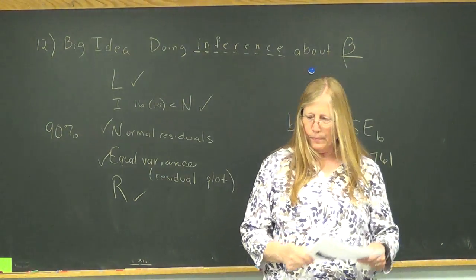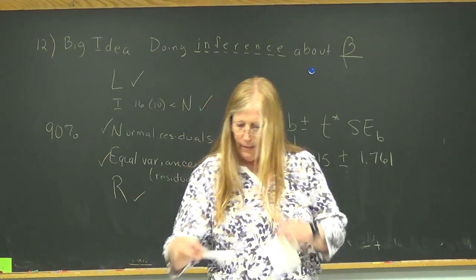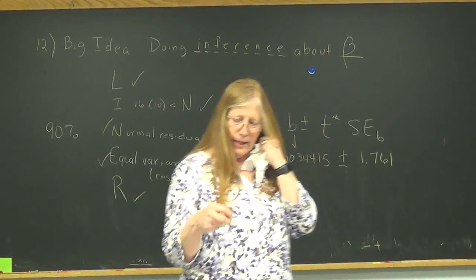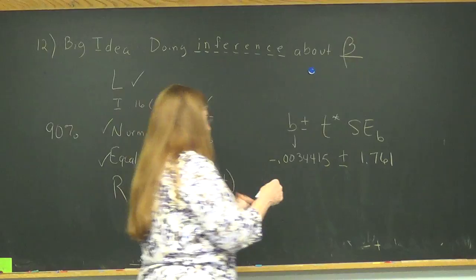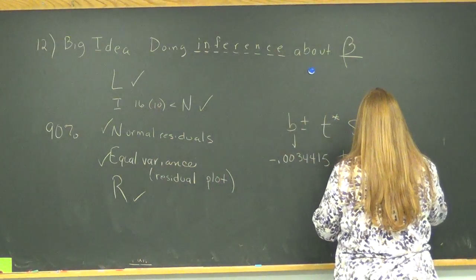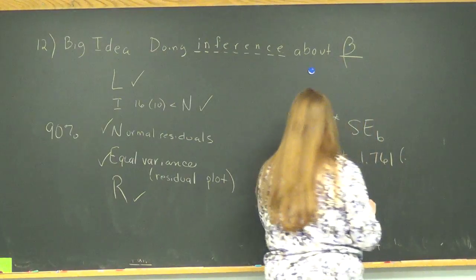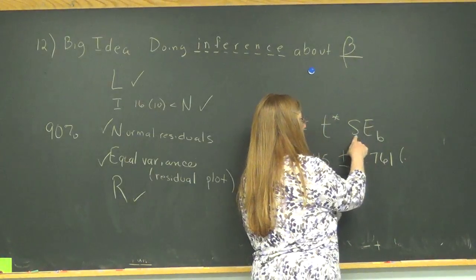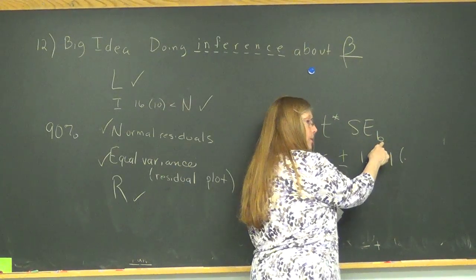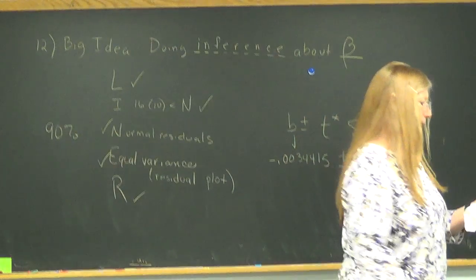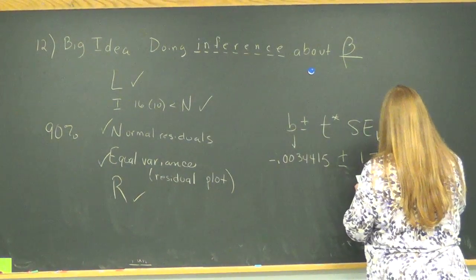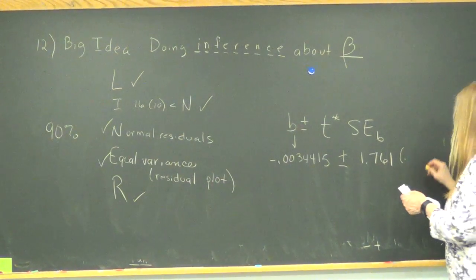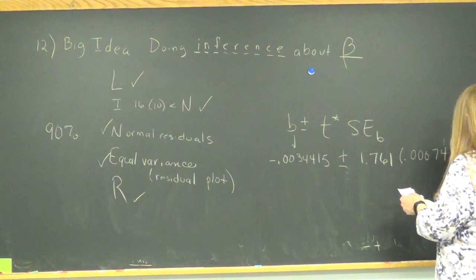Minitab again. Where do we find SE of B? Somebody share that number with us. What do you think, Dan? Anything on that row has to do with the constant, and anything on the next row has to do with the slope. So we're looking for the standard error of the slope. So it's the number below the one you just said. It's 0.00741. Right. That's it.